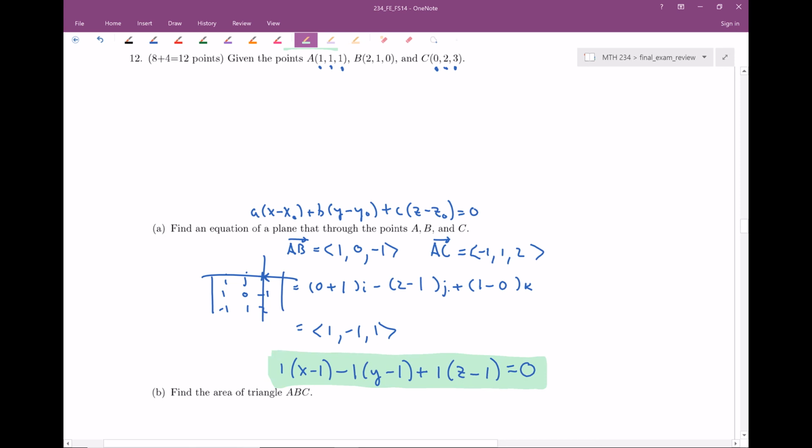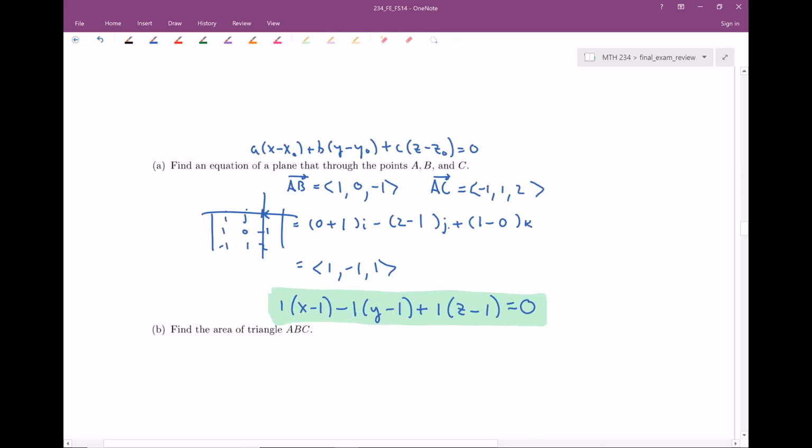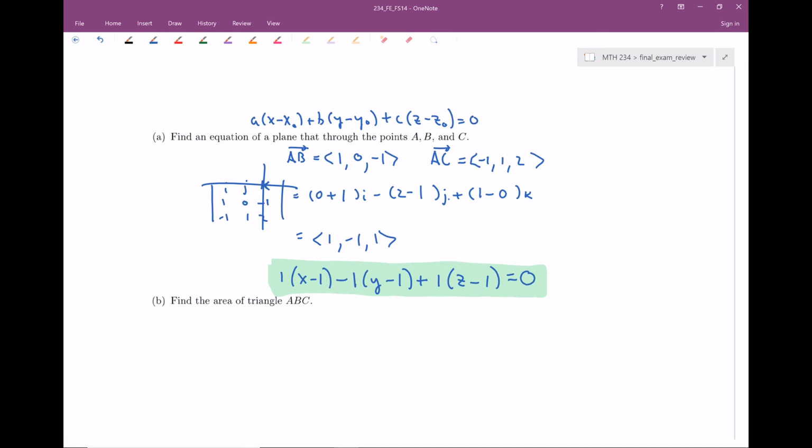All right, find the area of the triangle ABC. All right, so I need to remember that the area of a parallelogram was given by the magnitude of the cross product. So if you had some parallelogram that was generated by vectors u and v, so here is maybe vector u, here is vector v, and you make the parallelogram, then the area of that parallelogram was given by the magnitude of the cross product.